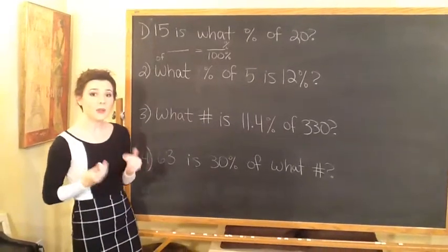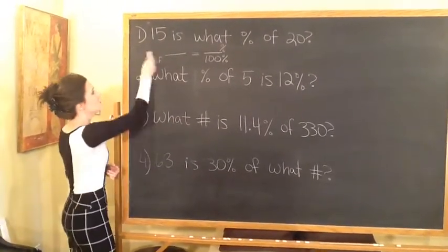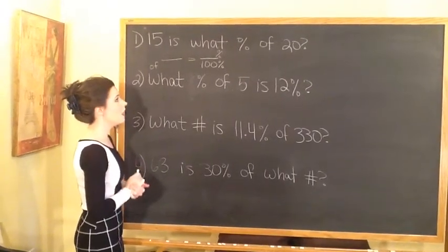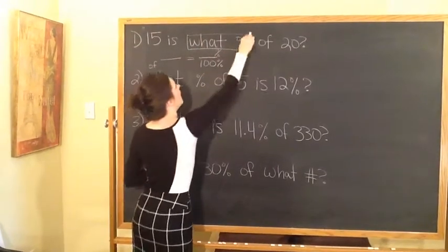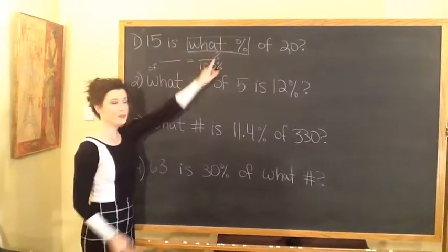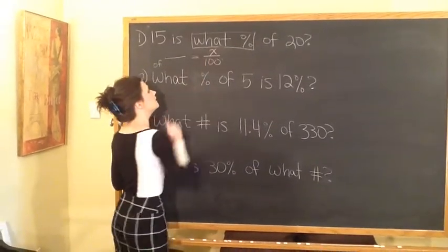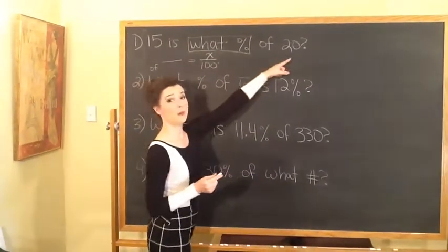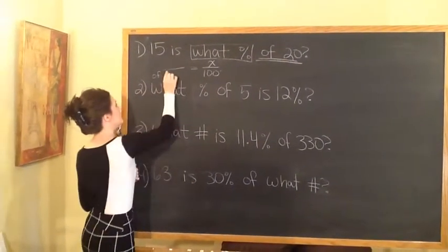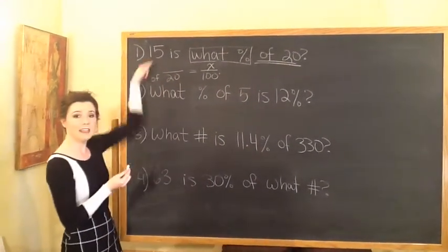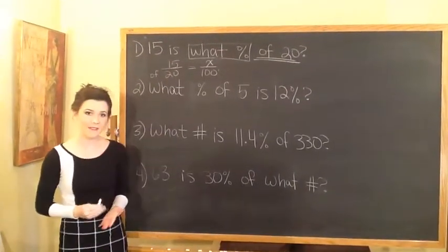Let's read our question and pick out our different parts. I see 15 is what percent of 20. When I see what percent, I know we're not going to know this number, so this is going to be my variable, x. What percent of 20? I see the word of 20, so I know 20 is going to be my denominator. And then my last number that I need to fill in is 15. So now I know I have it set up right.